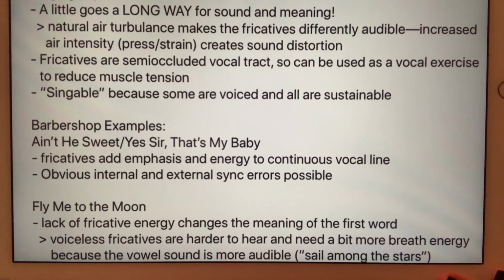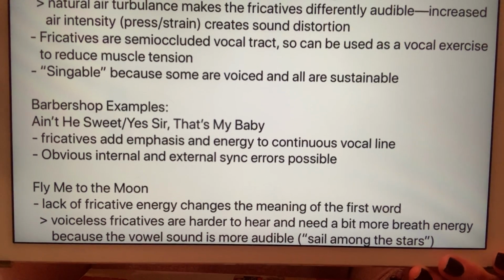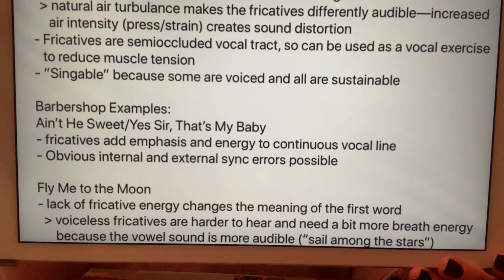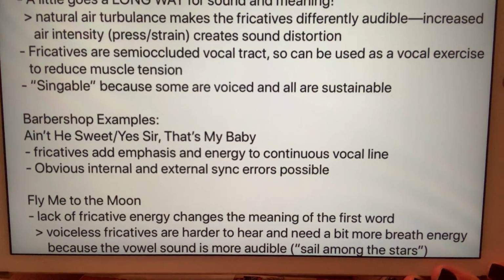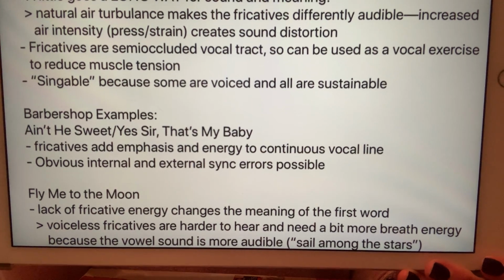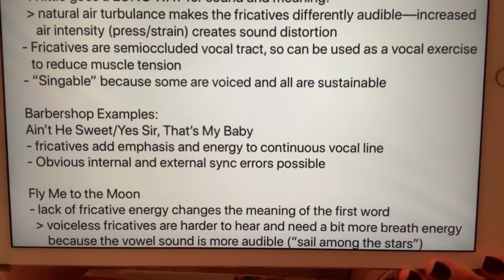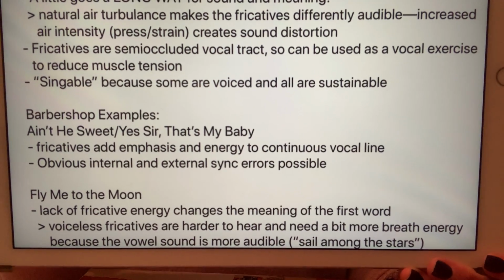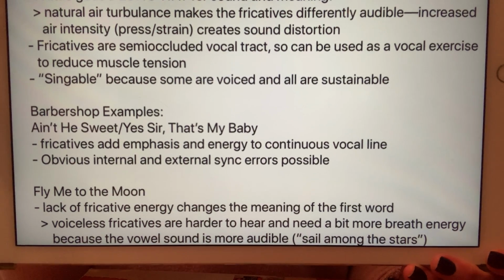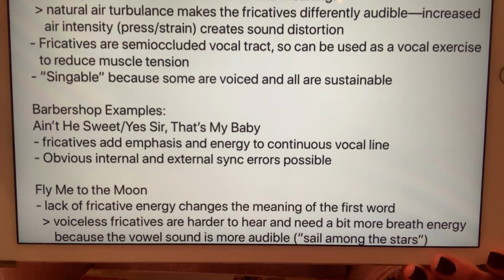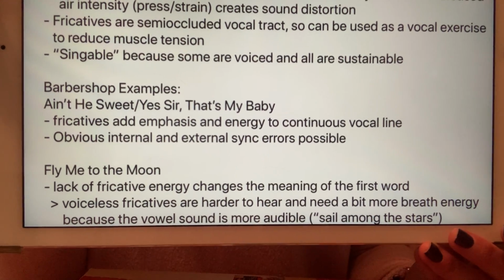And the nice thing for that when we think about singing is that fricatives are actually, like we talk about below here, these are semi-occluded vocal tract exercises. So you can actually use them to work on a vocal warm-up and work on releasing tension in your vocal mechanism while you're producing these fricative sounds. You can sing lots of different things, arpeggios and octave slides and other things on fricatives, and they're a semi-occluded vocal tract thing. Okay, and so some barbershop examples.